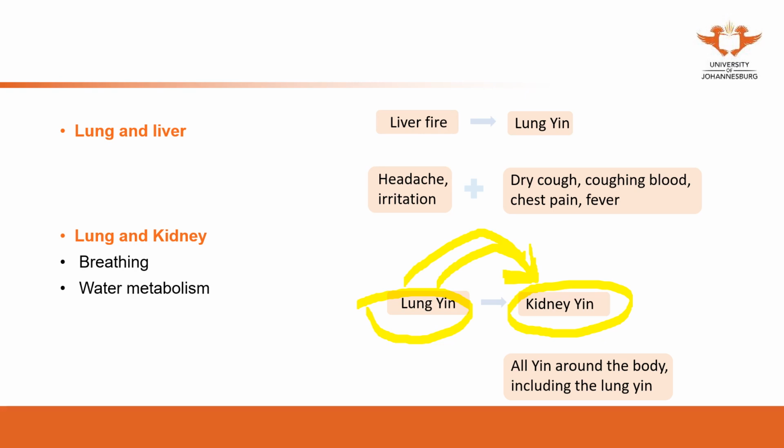And the kidney yin, the essence, the yin in the kidney, which is from the innate yin, from the innate essence, also needs to be benefited from acquired yin. That's also part of the lung yin. So you can also explain this from the five elements, apart from the breathing movements and water metabolism, and also from the pathological changes.